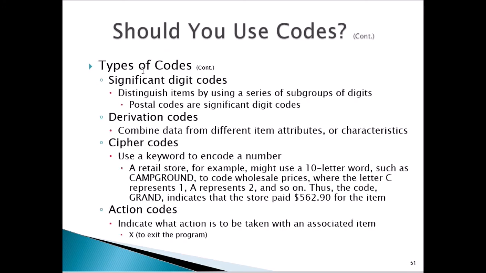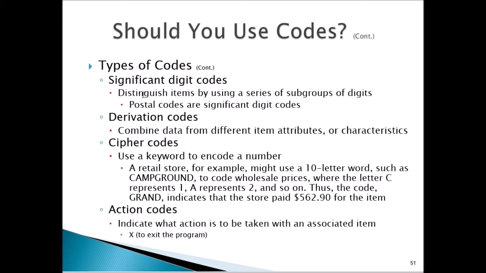Going on with types of codes, there are significant digit codes, which distinguish items by using a series of subgroups of digits. Postal codes are an example of this. There are derivation codes, which combine data from different items and attributes or characteristics. That's combining fields together. A keyword used to encode a number is an example of a cipher code. For example, a retail store might use a 10-letter word such as campground to code wholesale prices, where the letter C represents 1, A represents 2, and so on. Thus, the code for grand would indicate that the store paid $562.90 for an item, because it represents the actual digits.